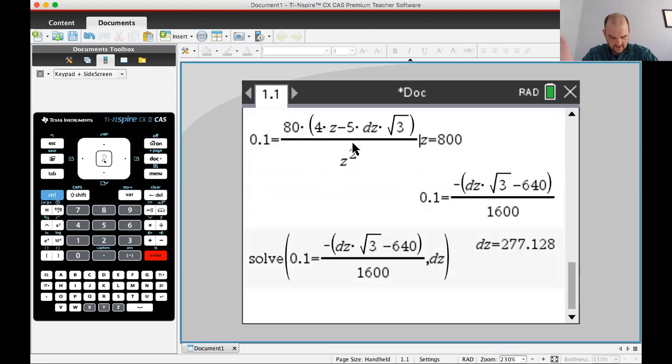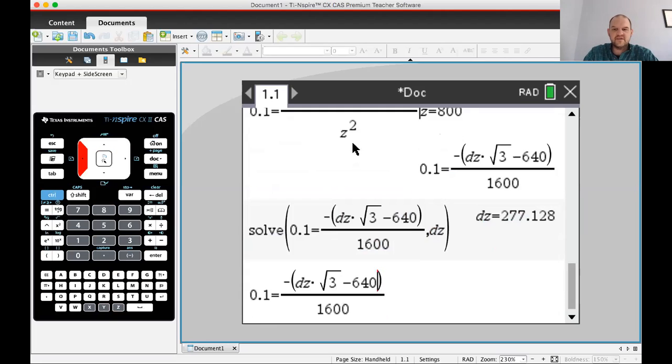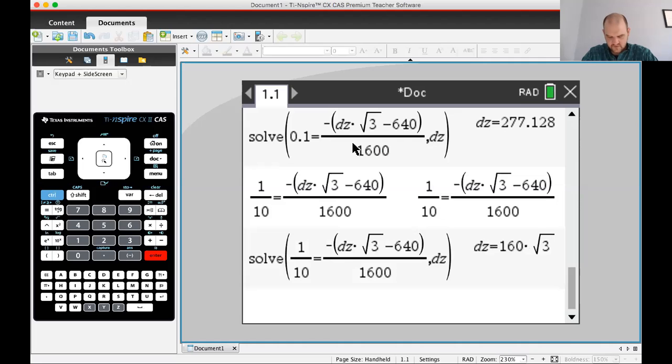And I get, oh God, a decimal. Why do I get a decimal there? Oh, look at that. I'm going to change this from 1/10, which I'm not really sure why it's saying 1/10. I'm going to make it 1/10. And then I'll solve that for dz. And it gives me 160 root 3. Yeah, which is exactly what we got last time. So it will work. Do you want to do it is the real question.